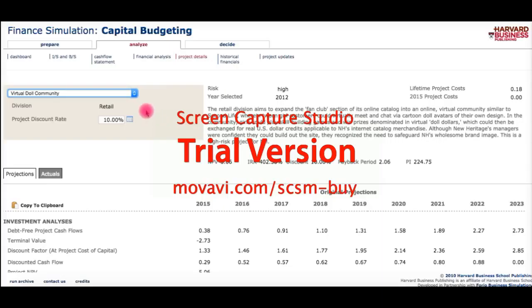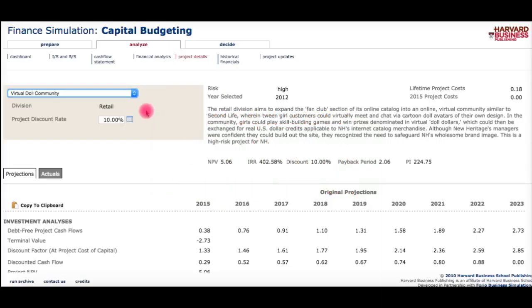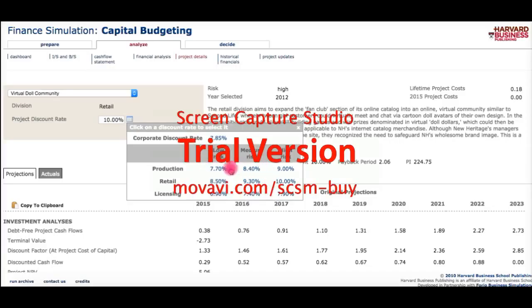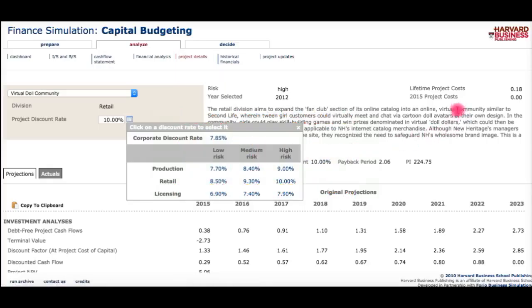And then another aspect of choosing these projects was the project discount rate, and that's something where we could change the discount rates that we chose for these. Generally, for most of them, I chose the lowest risk, but for some of the low-cost projects, such as this one, I did go with a higher risk.